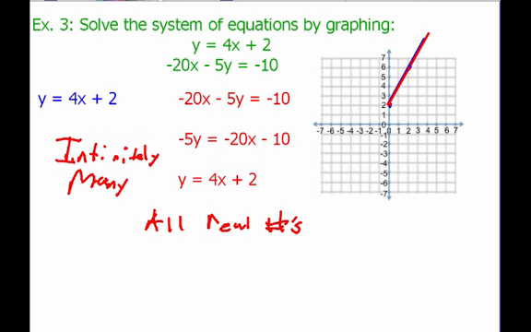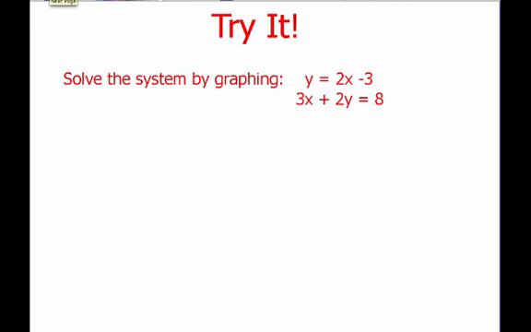All right. So, your try it problem for tonight is to solve this system by graphing.